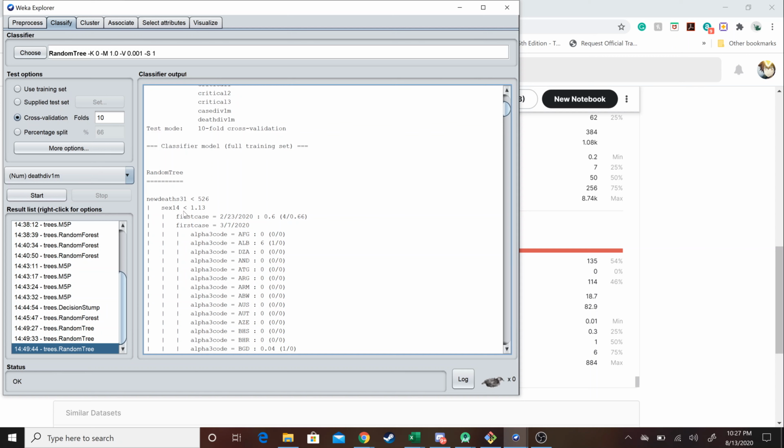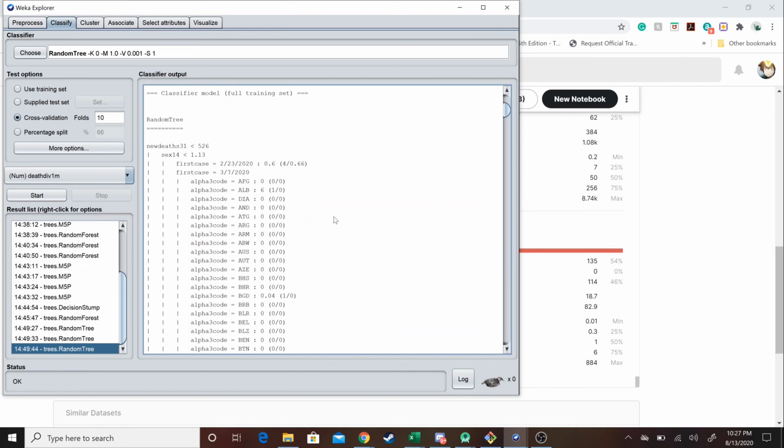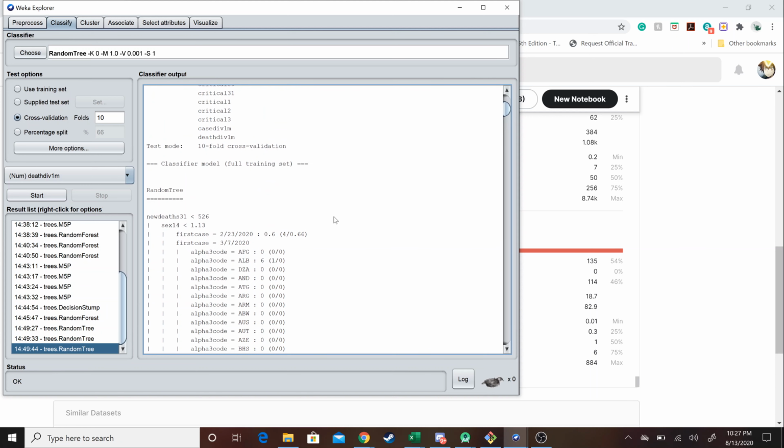It believes the male to female ratio of 0 to 14 is important. It believes the date of the first case in that country is important. And then it tries to predict the number in millions in a country for that. Those were the first things it split off of.